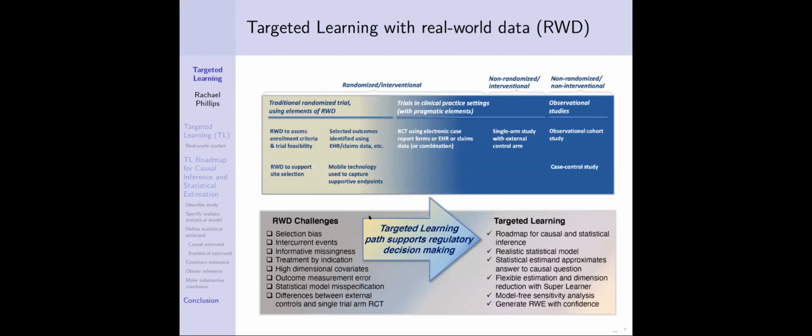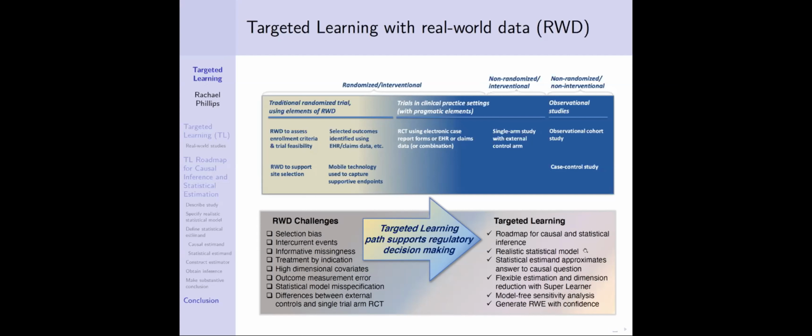Okay, so back to our slide from the beginning, targeted learning with real world data. We talked about these challenges, and then here are some ways that targeted learning supports regulatory decision making. So we have this procedure for statistical and causal inference, in particular this roadmap that allows us to define in a principled way what's happening with the data and how we can use the data and what we know about it in order to accurately approximate the answer to a scientific question.